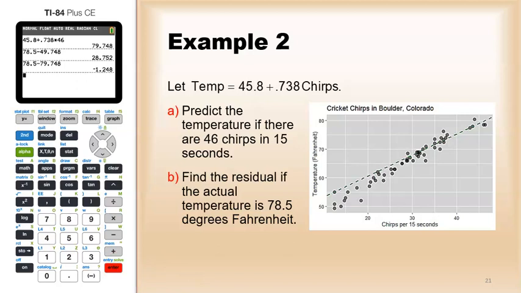So you're going to end up with a negative residual when the predicted is higher than the actual. So negative 1.248 is saying that the actual temperature was about 1.248 degrees less than predicted.